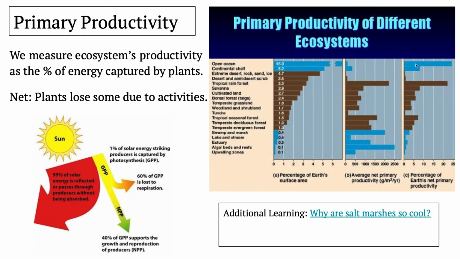The open ocean barely has any productivity per meter, yet because it's so big, it is responsible for a huge part of the Earth's primary productivity.